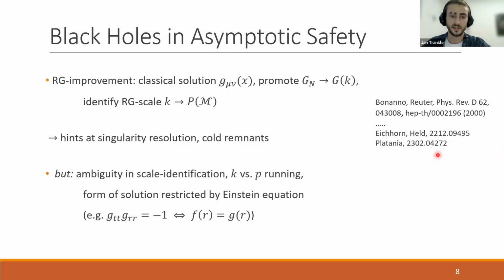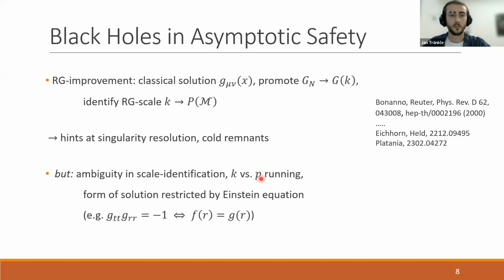However, in these studies, one has to note that the scale-setting procedure is ambiguous. There's no clear-cut scale identification in gravity. Furthermore, what's usually done is taking this infrared cutoff scale k, which is, however, a priori artificial. What one should really consider is the momentum dependence, so the p running, or, if one wants to be more precise, the dependence on the Laplacian or d'Alembert operator.